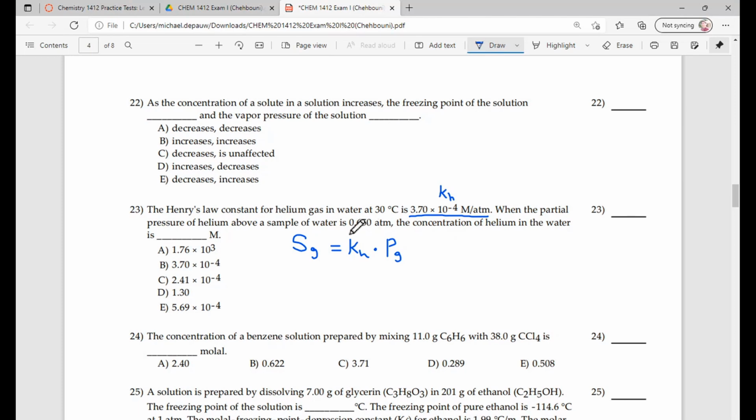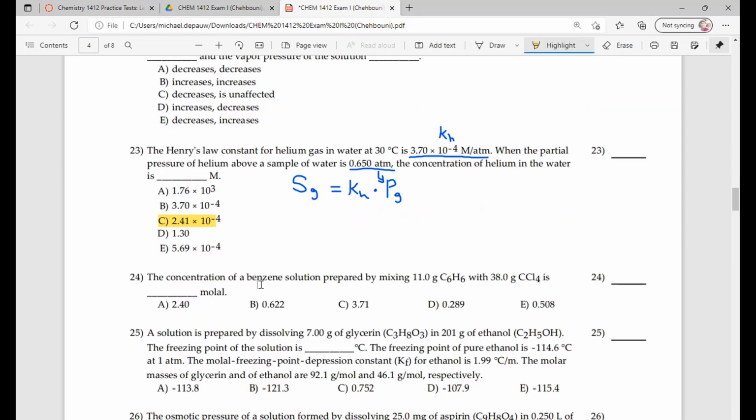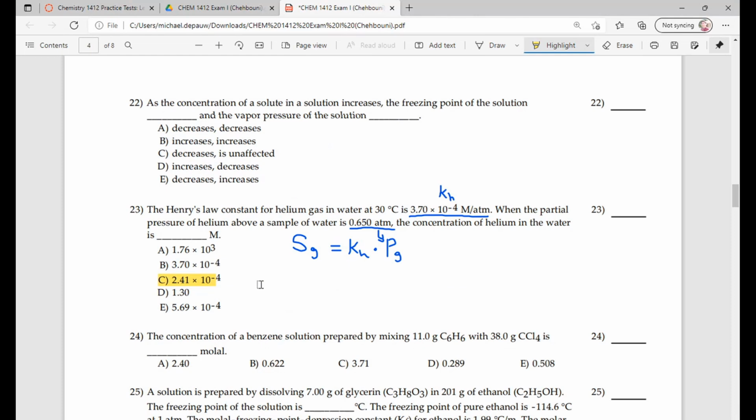And this is the partial pressure. So this is even easier than the other one. All you have to do is multiply them. Which means the answer is, yep. Okay. What else can I help you with?